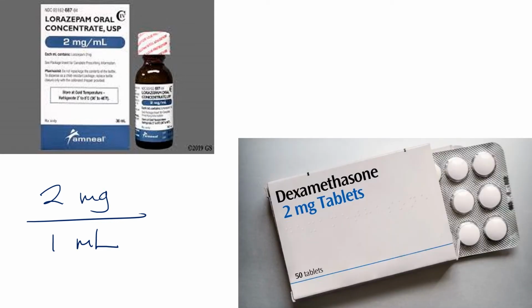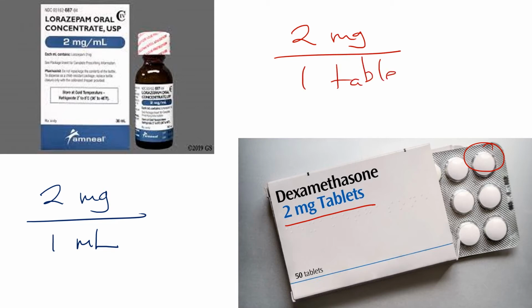This is dexamethasone. It's a steroid. Actually just had a very good study come out looking at the use of DEXA treating COVID. Dexamethasone comes in 2 milligram tablets. That's a ratio as well. And probably you're saying, but wait, Ms. Catherine, that's only one number. And that's true, it is only one number. But this is 2 milligrams in a tablet, right? Each one of these little white tablets is 2 mgs. So we could write that as a ratio, 2 milligrams to 1 tablet.